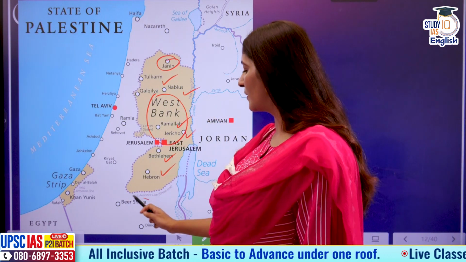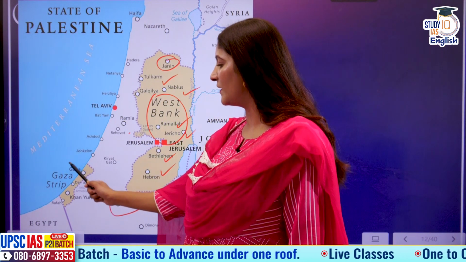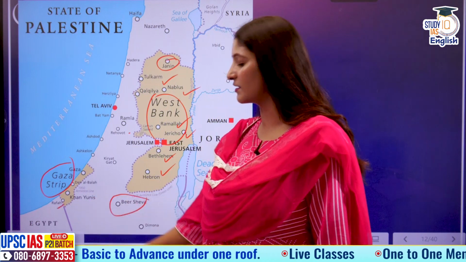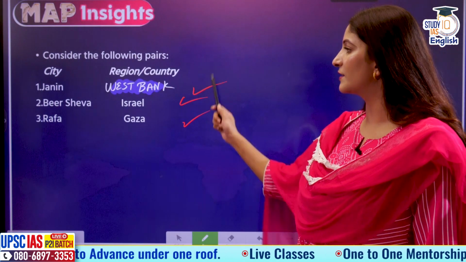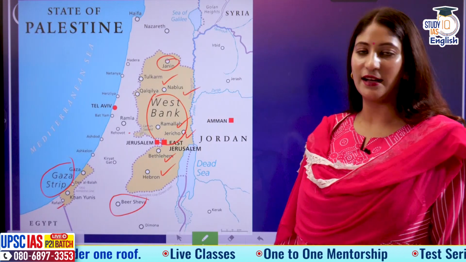Then we have Beersheba, which is in Israel itself. Then we talk about Rafah. Rafah here is in Gaza Strip. Here is Rafah. Alright, so first is correct, second is correct, third. All three are correct. All three will be the correct answer.